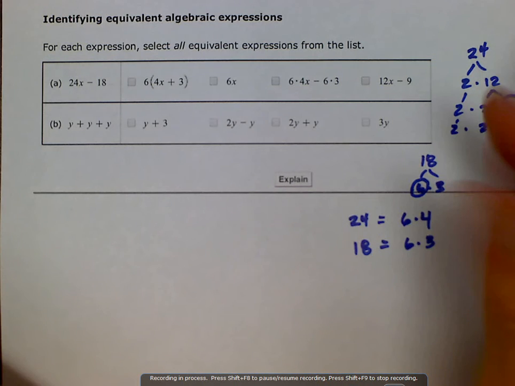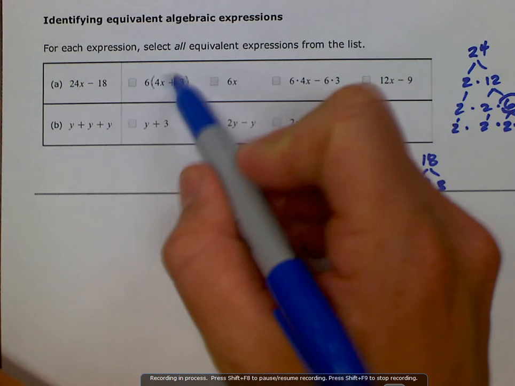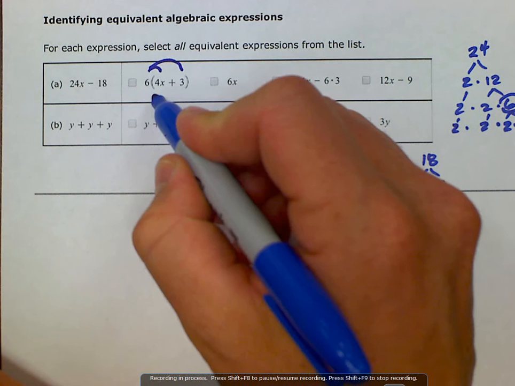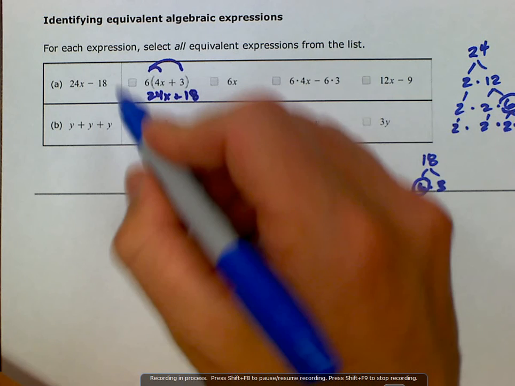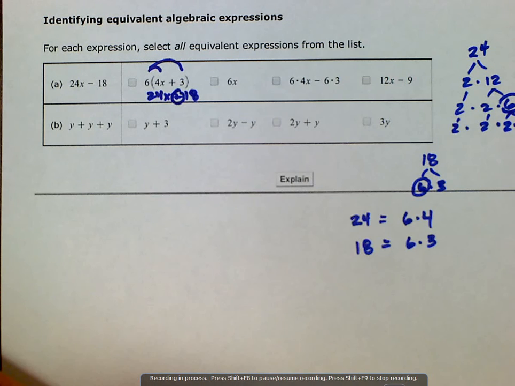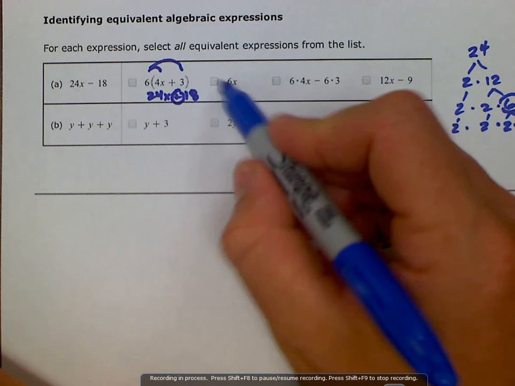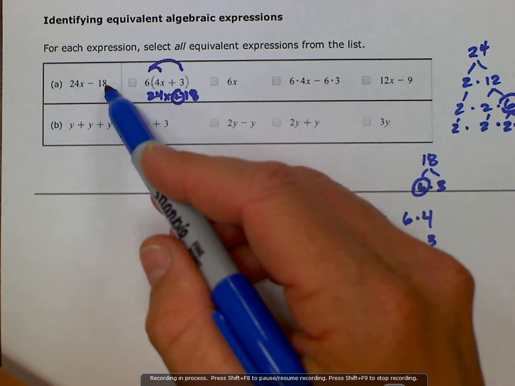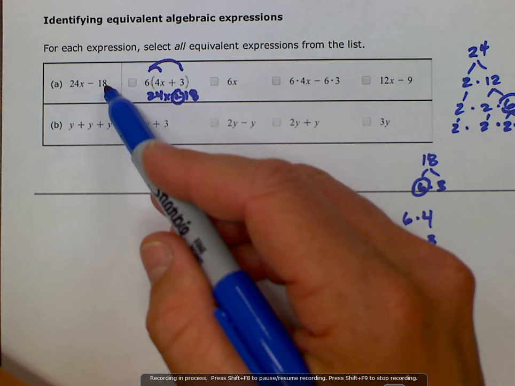But if you didn't want to do prime factorization, you could just go through and work through this and actually do the distributing. Well, 6 times 4x, and then 6 times 3. 6 times 4x is 24x, and 6 times 3 is a positive 18. So that one doesn't check because, look, we have a positive 18 instead of a negative 18. So that one doesn't check. 6x, I think they're trying to trick you here, saying that maybe you thought that these were like terms, but they're not like terms because one has a variable and the other one doesn't, so we can't combine these.